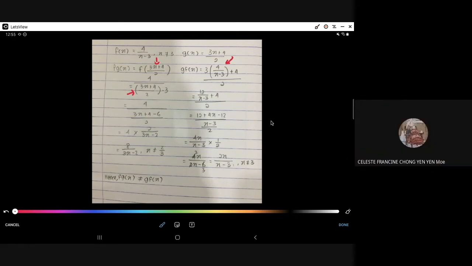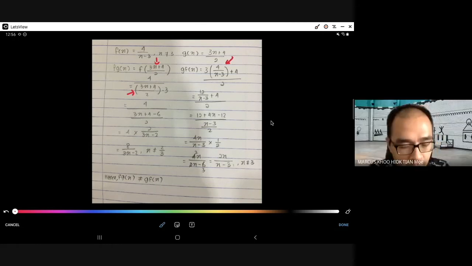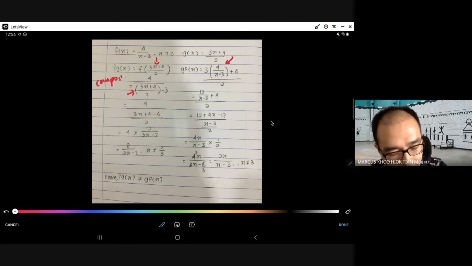From what I can understand, we have to see if both functions will equal to each other or not, to see if they are inverse or not. But before doing that, we have to change them into inverse function. Not inverse, it's composite. Yeah, composite. Okay, thank you.